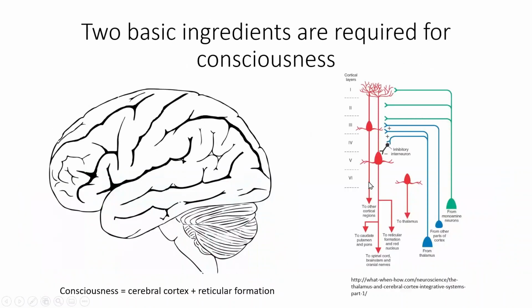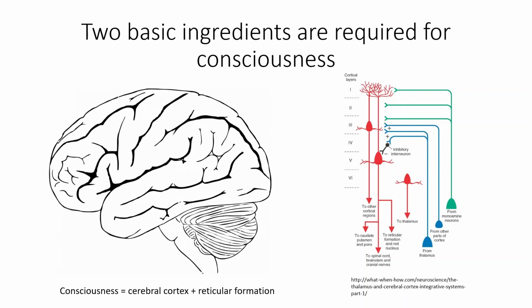So let's move on. In order for us to be conscious, and here I'm talking about consciousness in the simplest possible way, that is, we're awake essentially, we need two fundamental ingredients. The first thing we need is a cerebral cortex. Okay, so we need the cerebral cortex. And the second thing we need is the reticular formation.